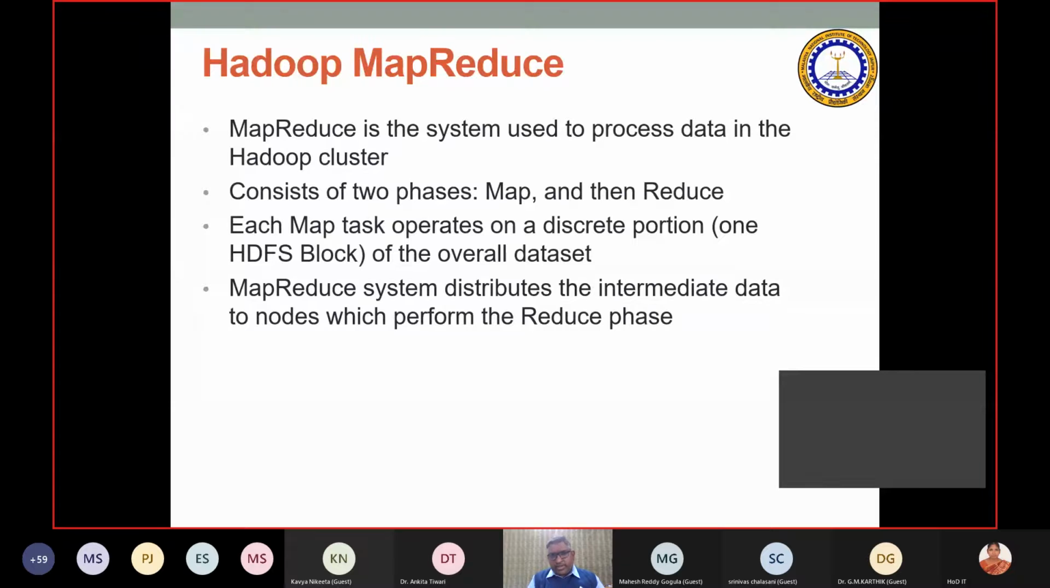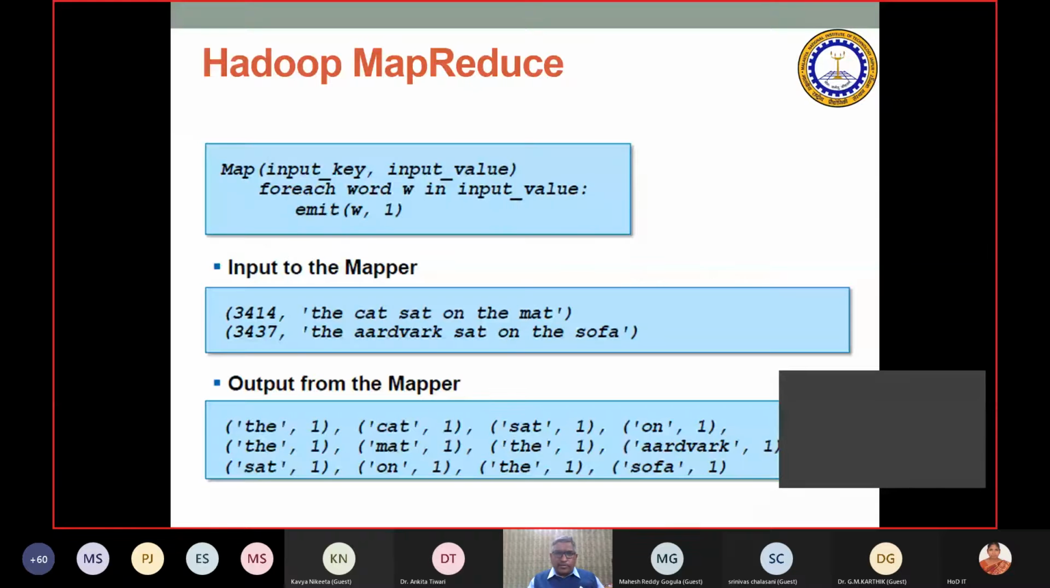Each map task operates on a discrete portion, or one block, of the overall data set. And similarly, the MapReduce system distributes the intermediate data to nodes which perform the reduce task. So there is a map task and there is a reduce task, and together they become the MapReduce environment. We'll take a small example to understand how MapReduce is done.